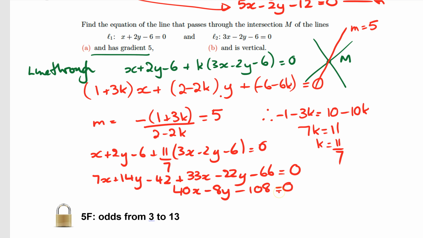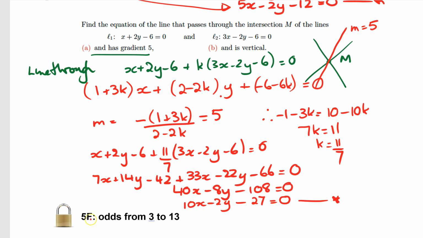Is there anything which will go into all of that, which will simplify down? So 8 won't, but 4 will. So if I divide 4 into this, that will become 10x minus 2y, and this will go 27. So that's my equation that I want then.